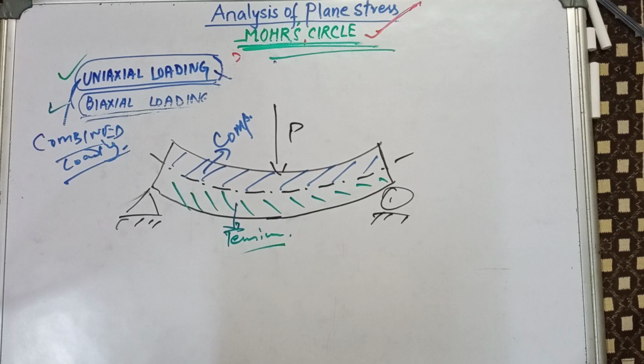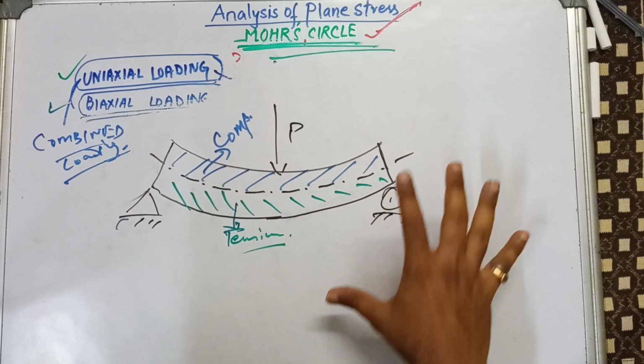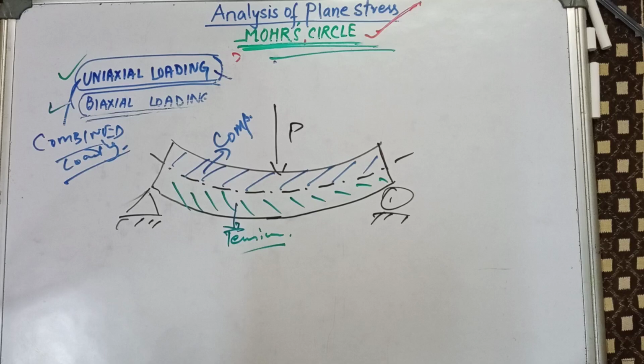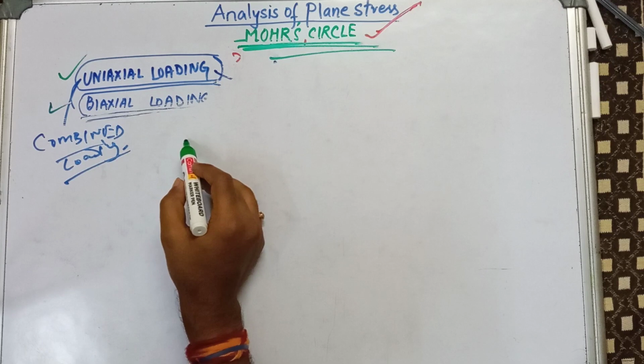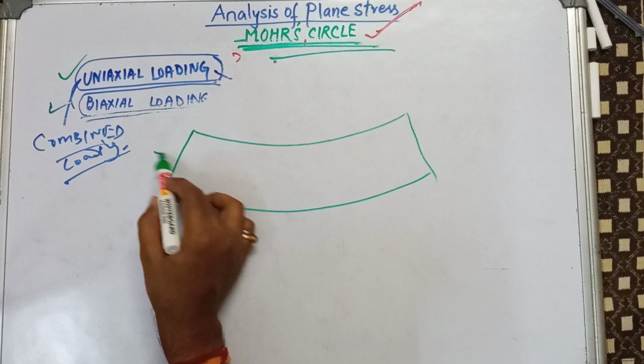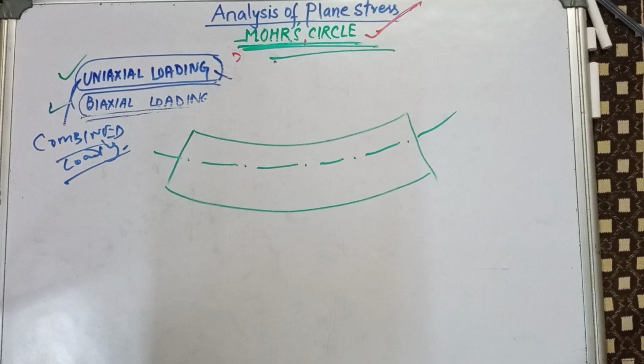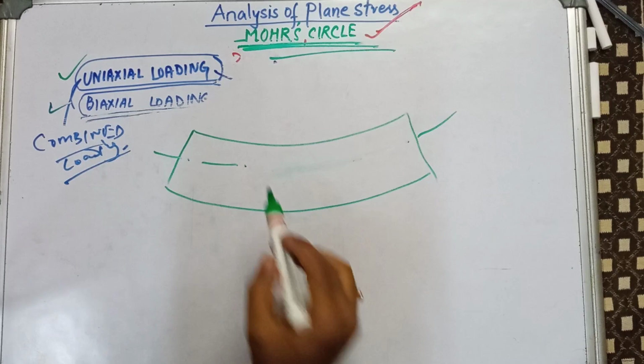Now, which point in this entire component will you select? Whether you will select a point over here or here. Let me draw one figure again. It is important to understand the combined loading. Which point are you going to select? A point above the neutral axis or below the neutral axis of the beam?